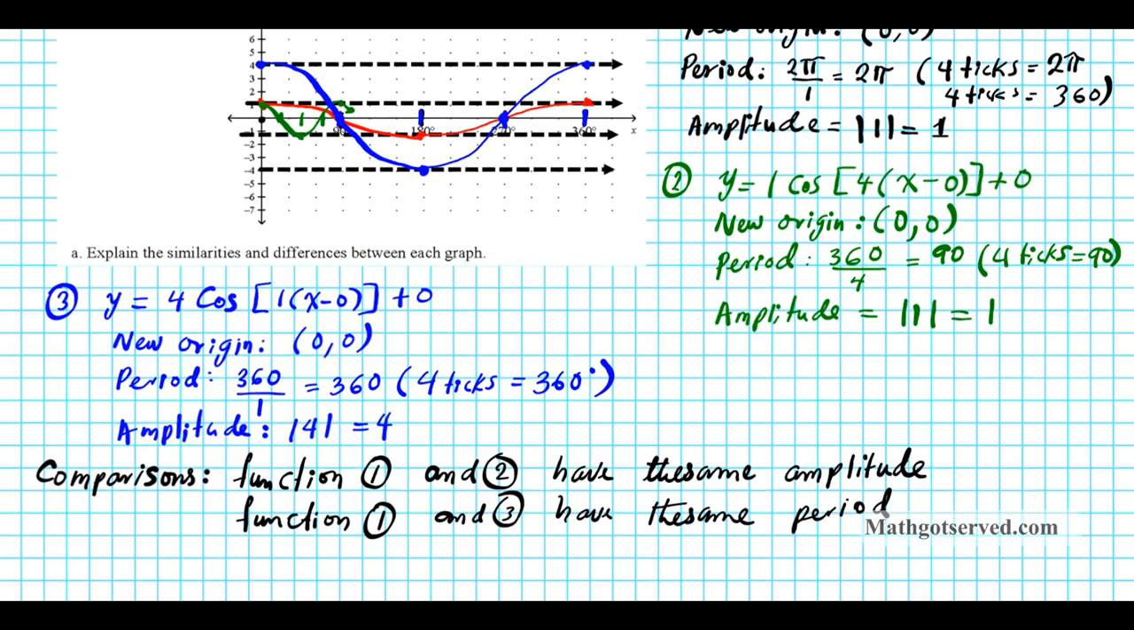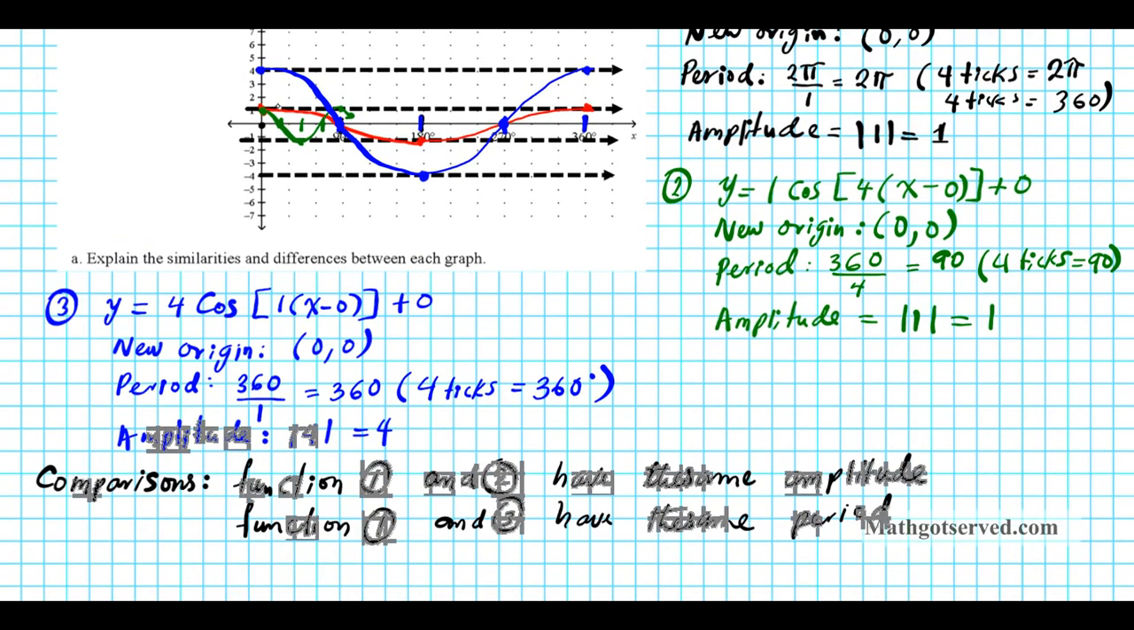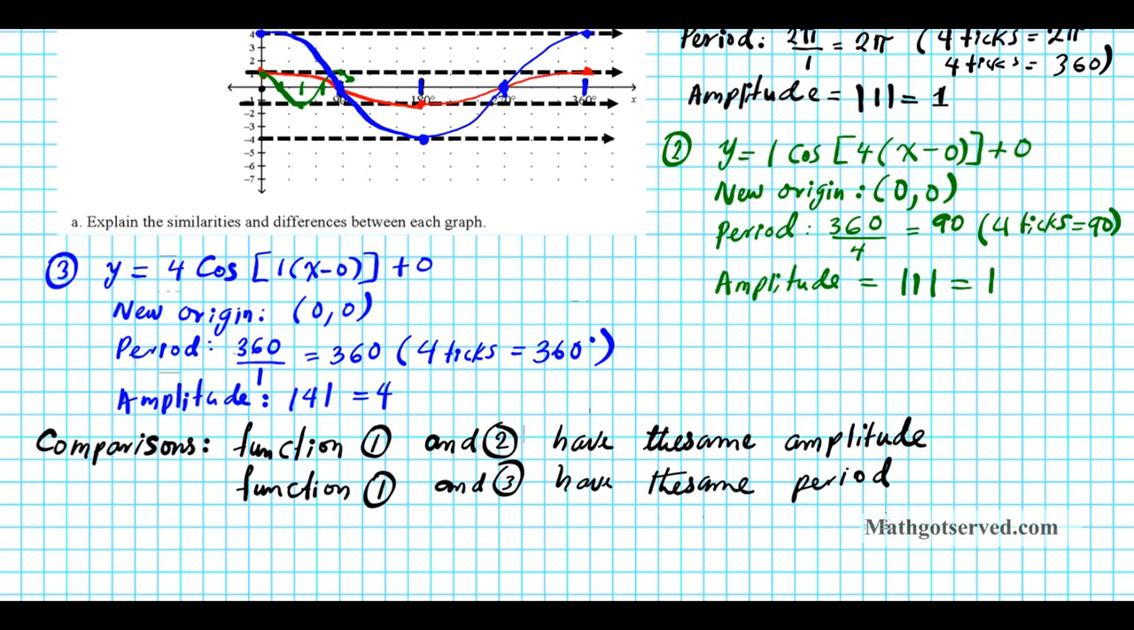Is there a similarity that all 3 functions share? Absolutely, they all start from their individual maximums. Okay, the individual maxima. So functions 1, 2, and 3 start at their maximums. Okay, the maxima.